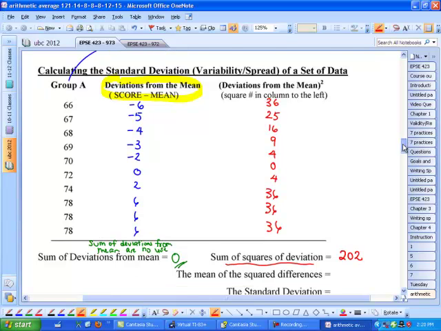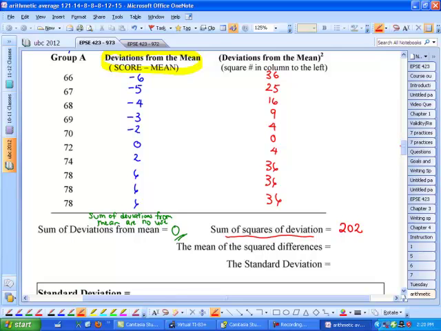And so that's good. We've actually added up all the deviations. Just like how you find the mean, we have to find the mean of these squared differences. So we'll take 202. And how many data points do we have here? 1, 2, 3, 4, 5, 6, 7, 8, 9, 10, right? So we'll divide that by 10. Okay, that gives you 20.2. Just to let you know, once again, the 10 is the number of data points.